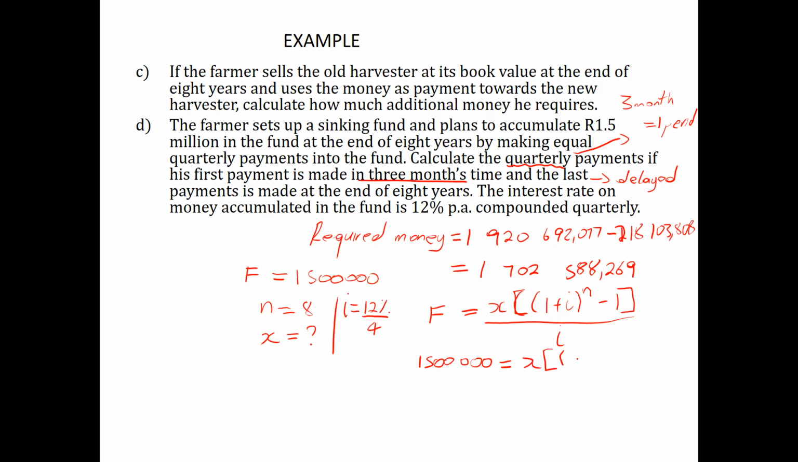Where there is i, I will have 12% divided by 4, to the exponent of n. And in this case, note that I'm going to multiply that by 4 because for 8 years, each year will have 4 quarters. So 8 multiplied by 4, how much will that be? That will be 32, and then you divide this by i.